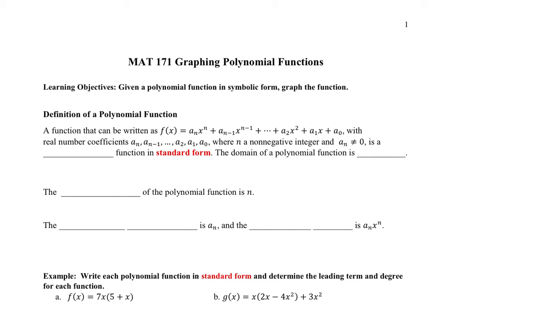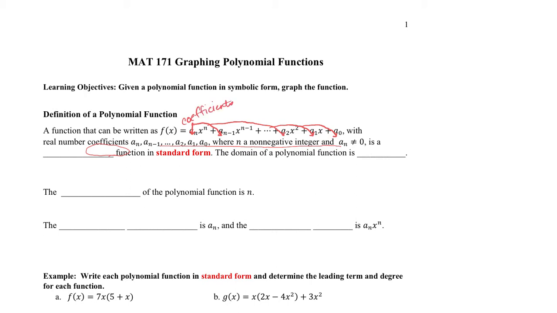First, we know that a function that can be written in the form f of x equals a sub n times x to the n plus a sub n minus 1 times x to the n minus 1 plus, and then there's a bunch of other terms, a sub 2 x squared, a sub 1 x plus a sub 0 is a polynomial function. So let's break this down a little bit. We know that we have real number coefficients. So our coefficients are the numbers out front, the a sub n's. Those are our coefficients: a sub n, a sub n minus 1, a sub 2, a sub 1, all the way down to that last value. These are my coefficients.